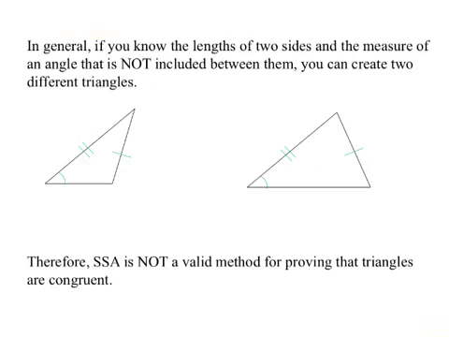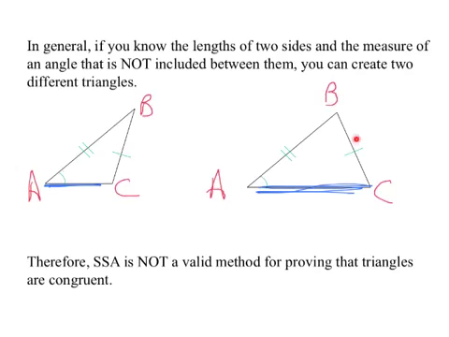Alright, good job. In general, if you know the lengths of 2 sides and the measure of an angle that is not included between them, you can create 2 different triangles. So if I look at this, I have triangle ABC, and here I have triangle ABC. If you look at this side and this side, they're not congruent, but I have side-side angle and side-side angle. Therefore, side-side angle is not a valid method for proving that triangles are congruent.